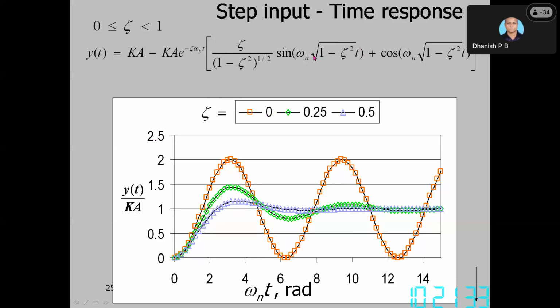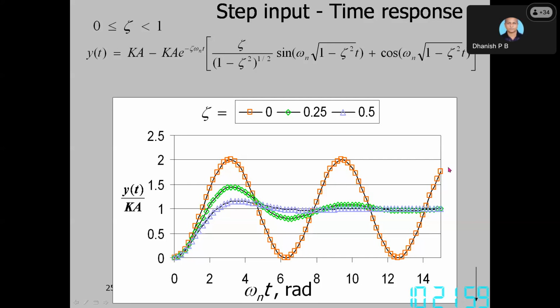Zeta is 0, so this will be sine omega n t plus cos omega n t. Okay, so two sines. So it will be sinusoidal. When zeta is 0, the output is completely sinusoidal. So that's very interesting. You are giving only a sudden step input, but there will be oscillation. So we have created vibration.